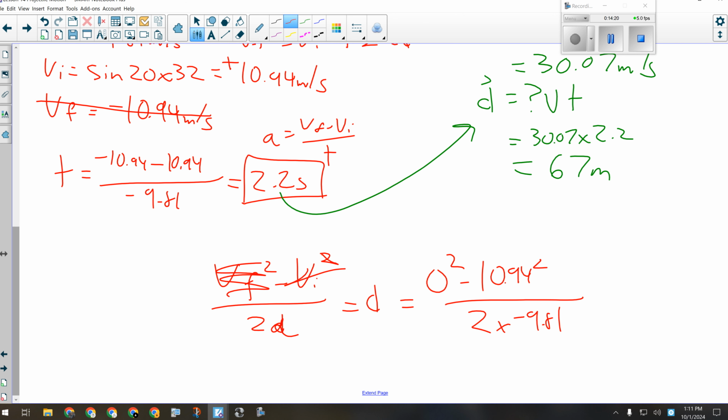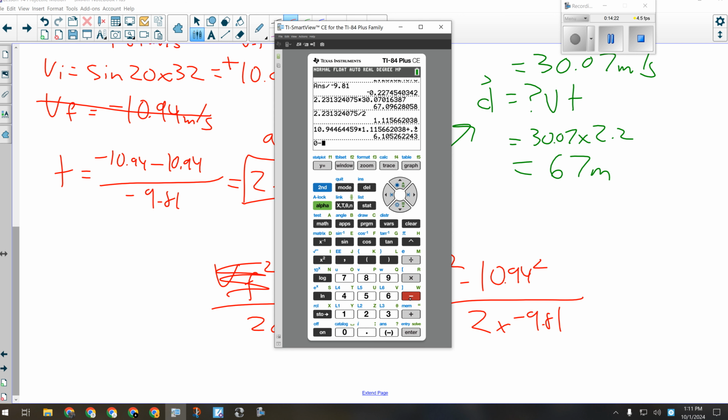All right, so 0 minus the 10.94, which is way up here, squared, divided by 2 times negative 9.81. Look at that. It's exactly the same number. Makes no difference which way you do it. Either one will work just fine. All right, questions on that? That is an incredibly typical, slash I totally put that on an exam, type of projectile motion question.